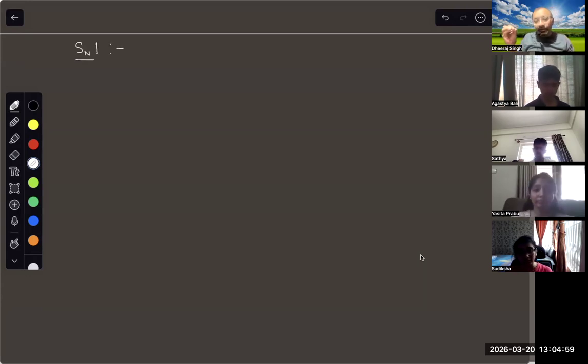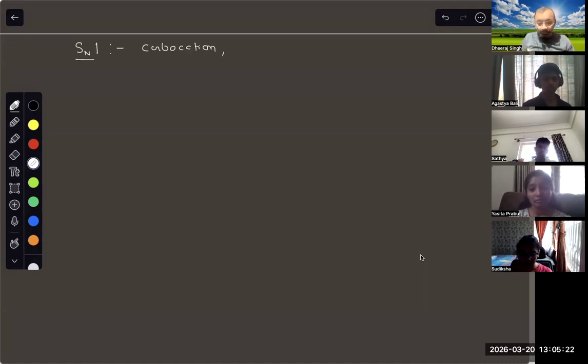SN1. Can anybody talk about SN1? Whatever you may have understood, feel free to speak about it. Anyone? There's formation of a cation in SN1. Okay, there is a formation of a carbocation. What else? Sir, it's a two-step reaction. Two-step mechanism. What else? They can undergo rearrangement to gain stability. Rearrangement of the carbocation. All right, the rearrangement can happen.